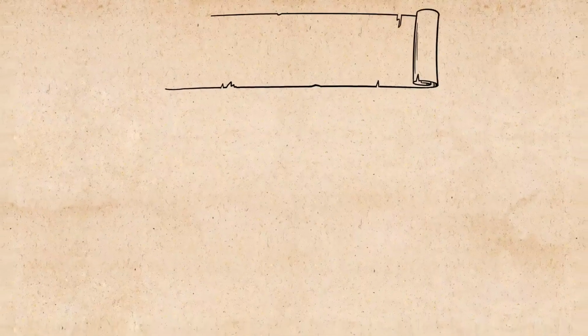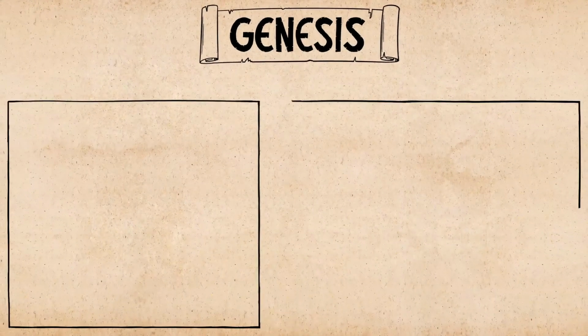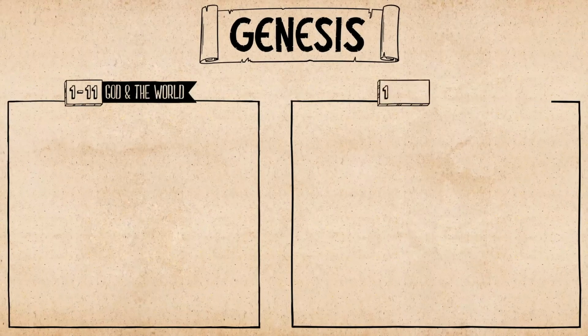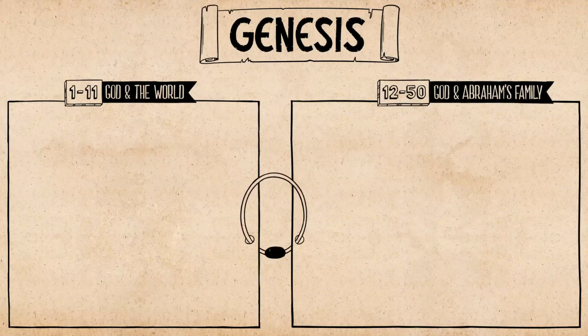The book of Genesis is the first book of the Bible, and its storyline divides into two main parts. There's chapters 1 through 11, which tell the story of God and the whole world, and then there's chapters 12 through 50, which zoom in and tell the story of God and just one man, Abraham, and then his family. And these two parts are connected by a hinge story at the beginning of chapter 12. And this design gives us a clue to how to understand the message of the book as a whole and how it introduces the story of the whole Bible.